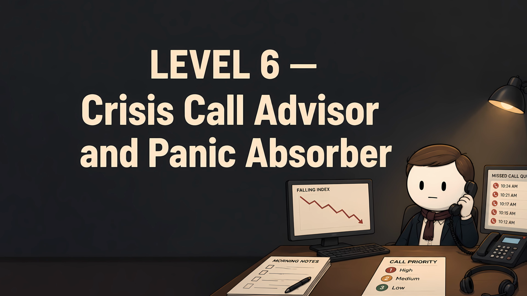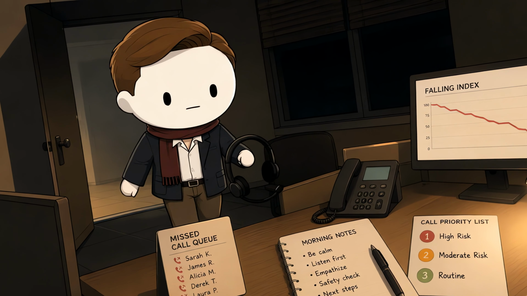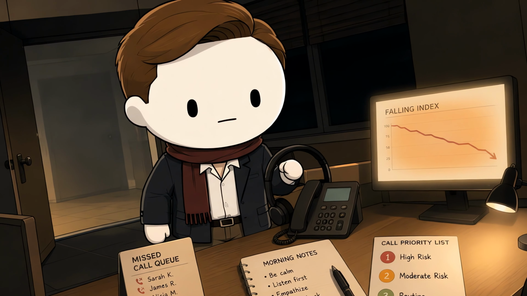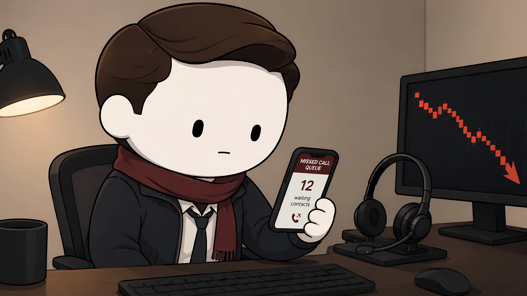Level 6. Crisis Call Advisor and Panic Absorber. You enter the darkened office during the market drawdown with the headset for endless calls. In the darkened office, you read the missed call queue on your phone.